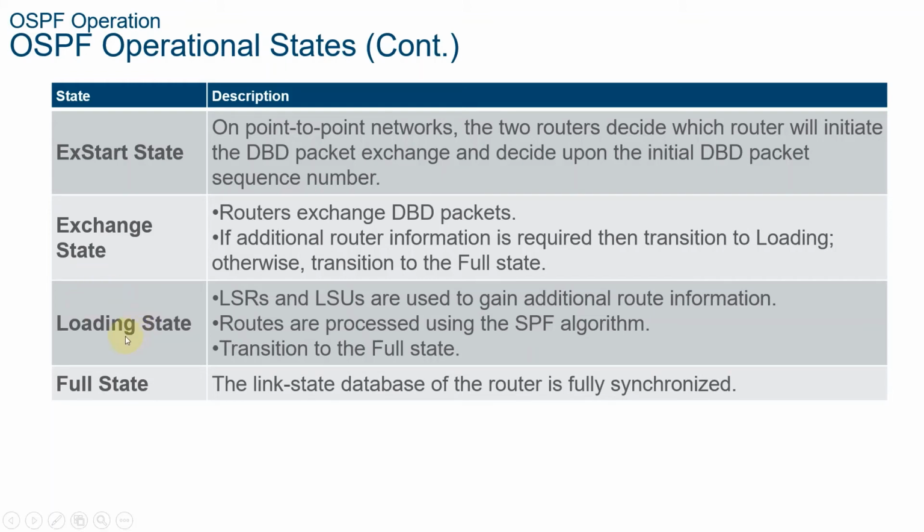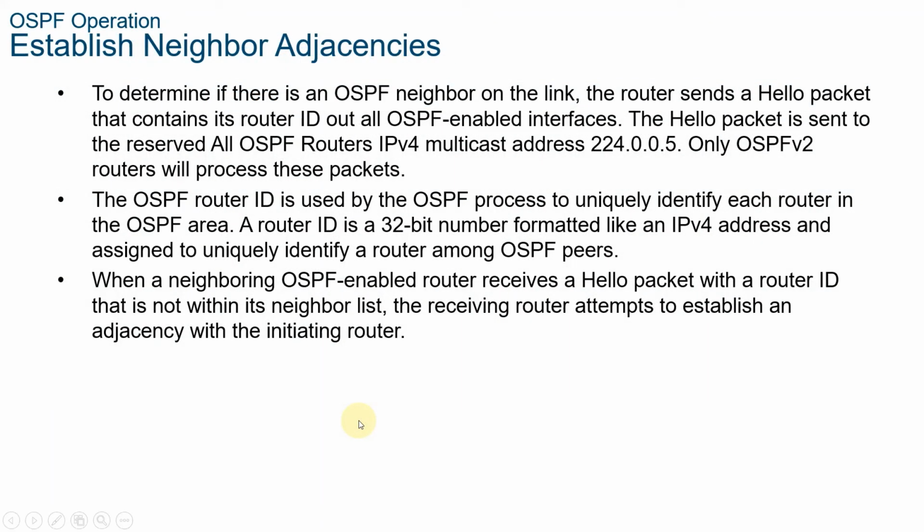In the loading state, the LSRs, or link state requests, and the link state updates are used to gain additional route information. Routes are processed using the SPF algorithm, then it transitions to the full state. The last one is the full state, where the link state database of the router is fully synchronized. With the full state, the network is now at the level of convergence.